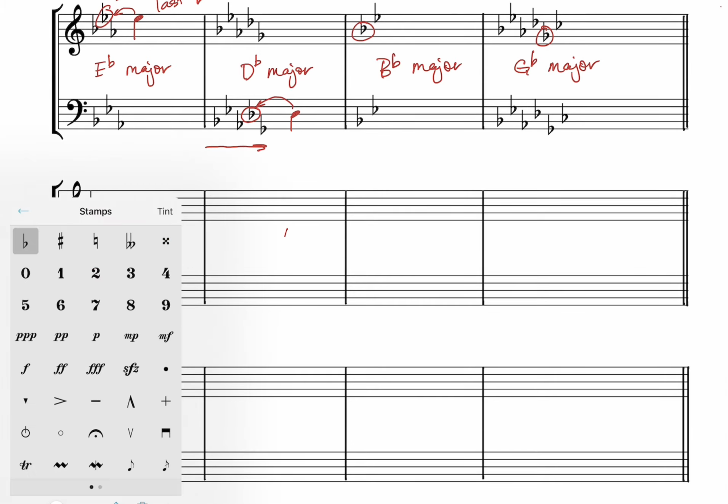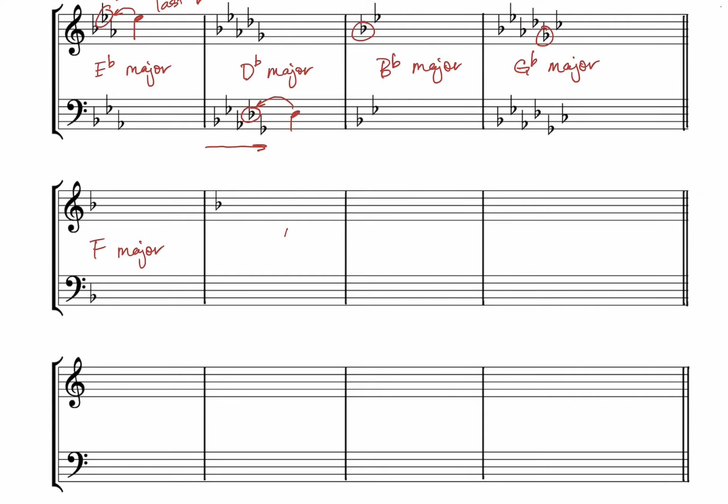Let's try a different key. Using flats again. Four flats this time. Can you identify the name of this key? Find the second to last flat and identify its name. Did you call it A flat major? You would be correct. This note here, which corresponds with this second to last flat, is A flat.